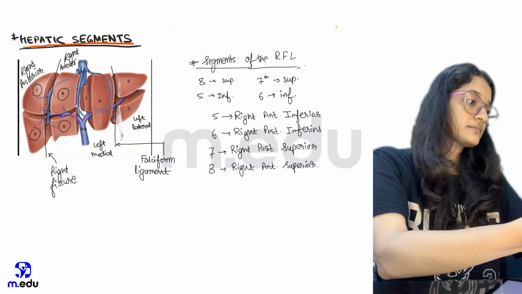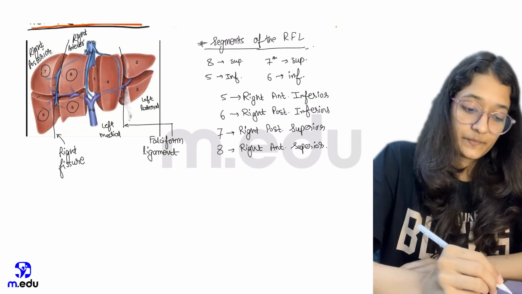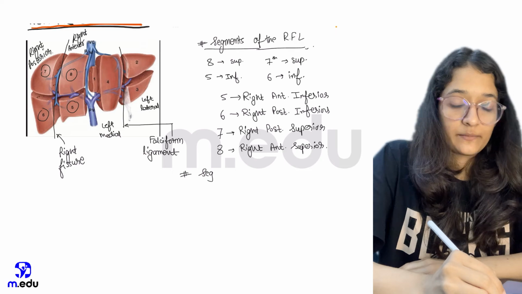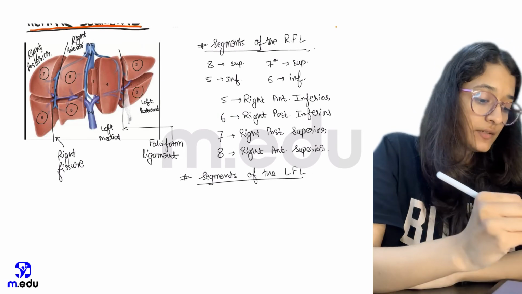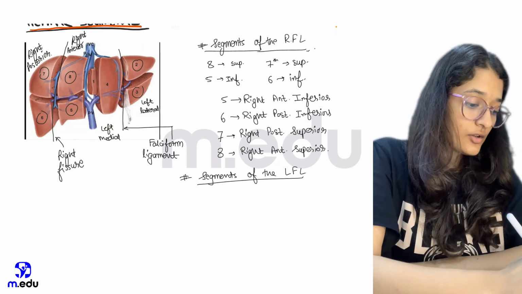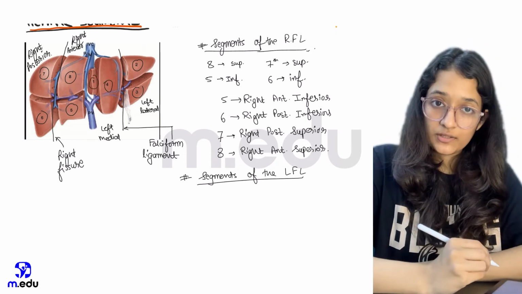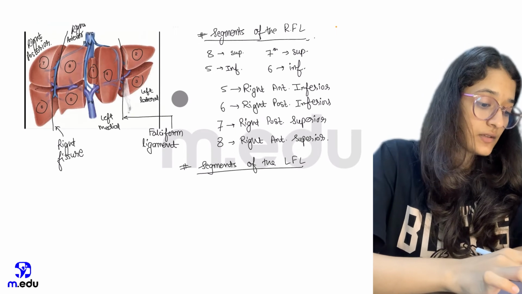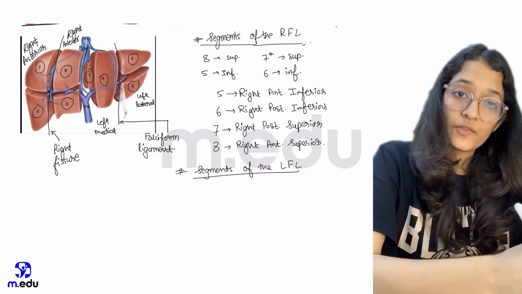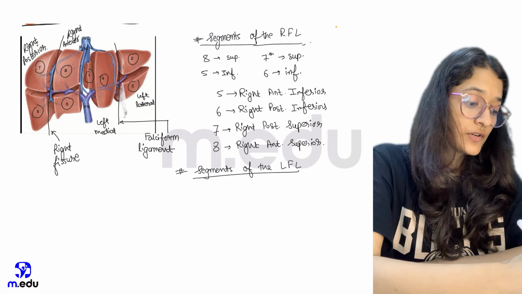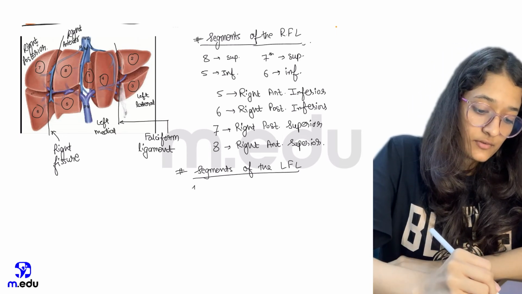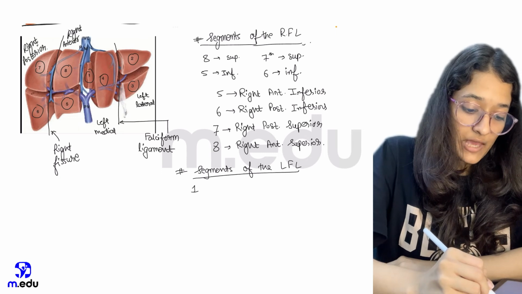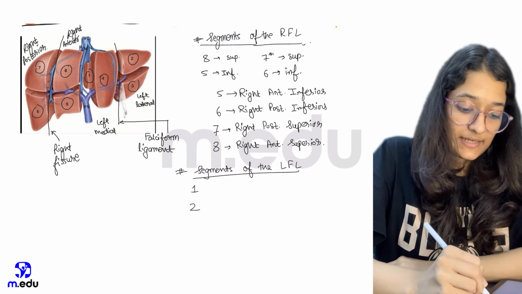So in the same way, we have segments of the left functional lobe. 2 and 3 are on the lateral side, 4th and the first one are on the medial side. The second one is superior, the third one is inferior, the first one is superior, and the fourth one is inferior. So in the left lobe we have 4 segments again: first, second, third and fourth.